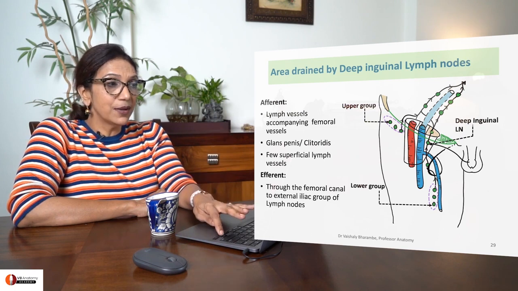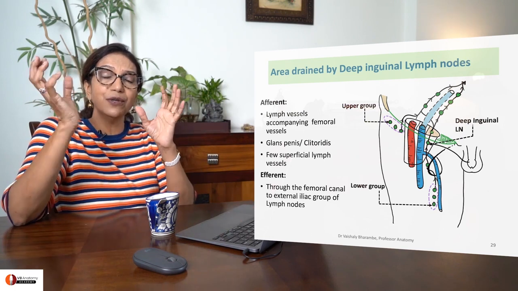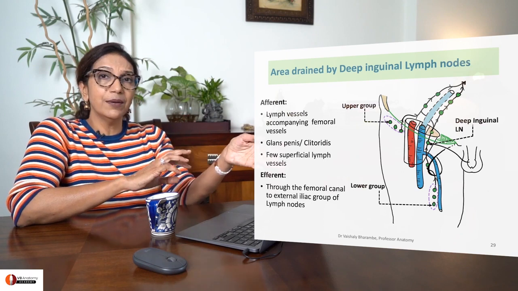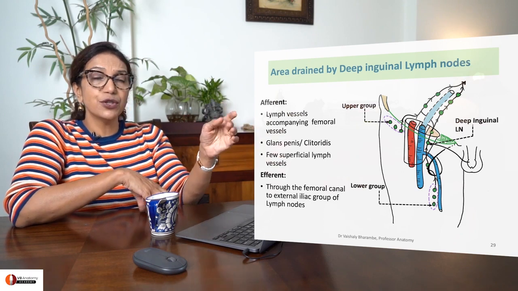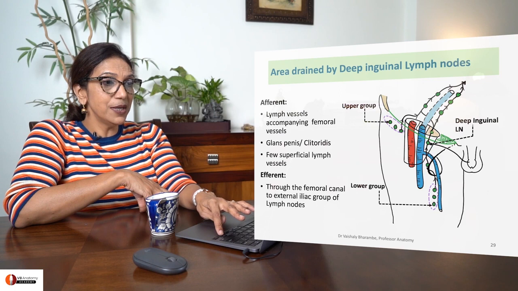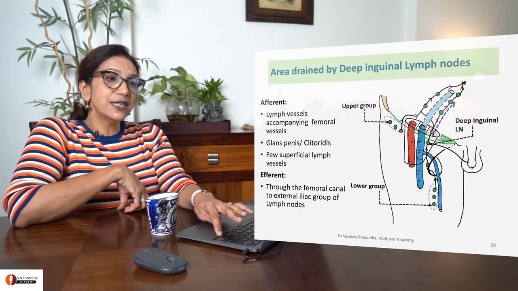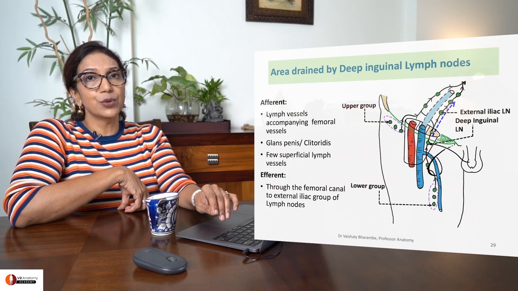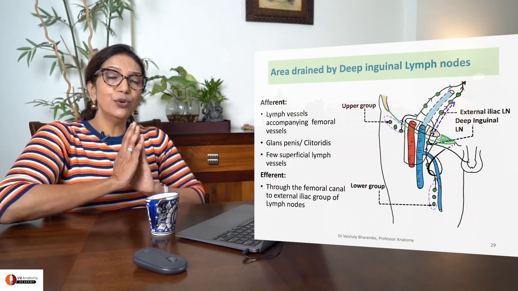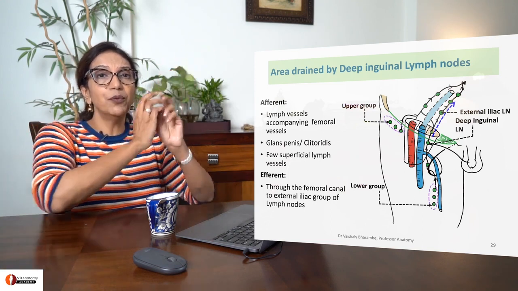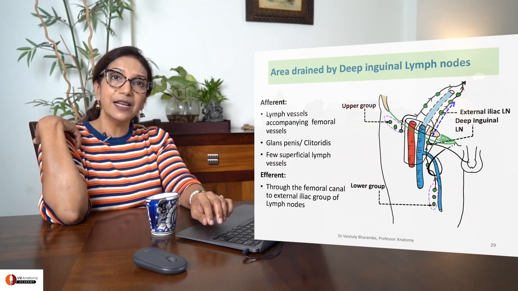These lymph nodes receive afferents from all around: glans penis, a few superficial lymph vessels. And from here, the efferents begin to go upwards towards the external iliac lymph nodes. So this acts as a conduit for carrying lymph upwards towards the external iliac lymph nodes.